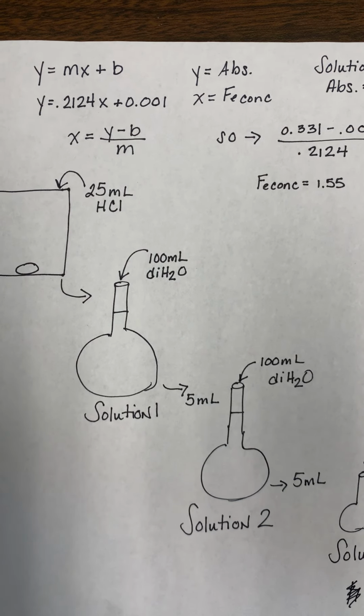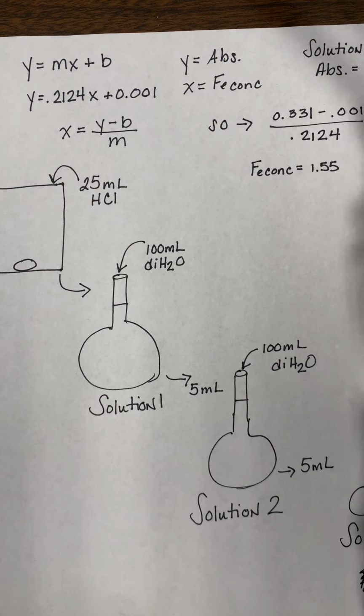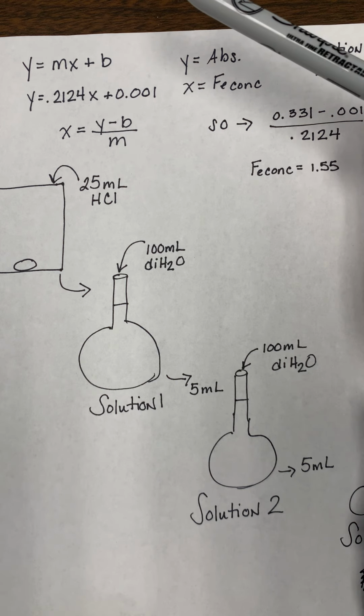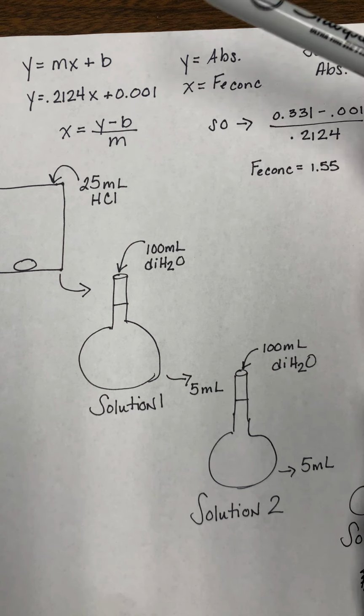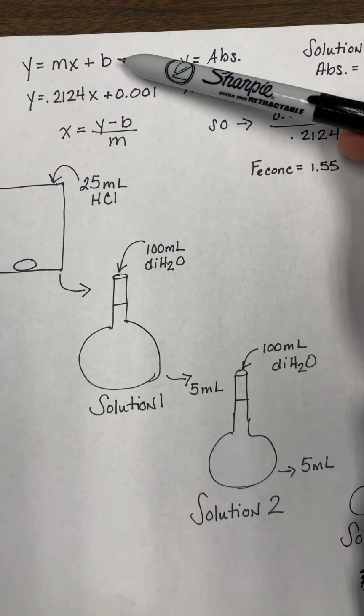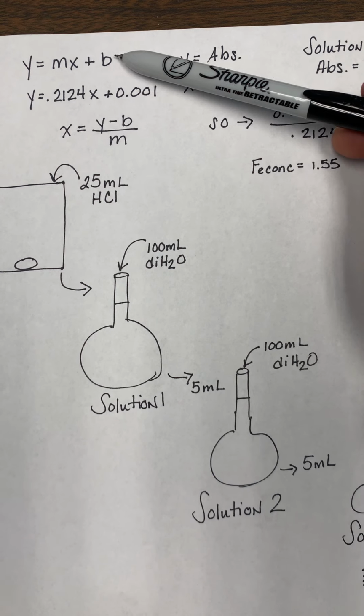Okay, this next video is for experiment 8, which is determining the iron concentration in vitamins. So the first thing that you're going to need to do is use the data to create a standard curve. Once you enter in all the data and create a standard curve, you're going to add the equation to the chart and you'll get the equation. It'll be in a y equals mx plus b format.